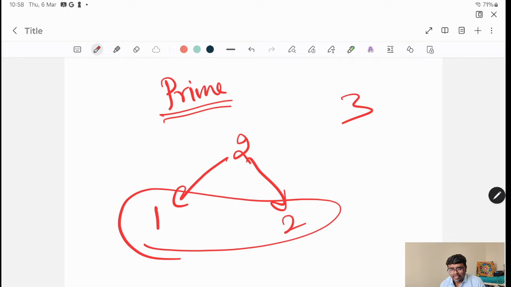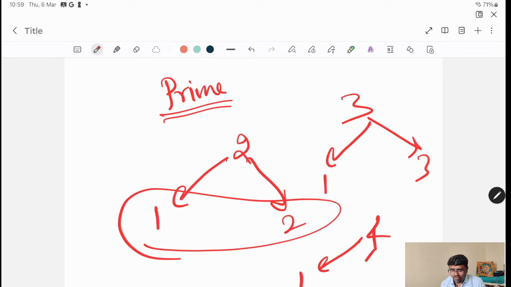Similarly 3. 1 is a factor and 3 is also a factor. What about 4? 4 is divided by 1, and 1 is a factor for every number. 2 divides 4, and 4 also divides 4. But here 3 factors are there. As per our definition, exactly 2 factors should be there. So 4 is not a prime number.